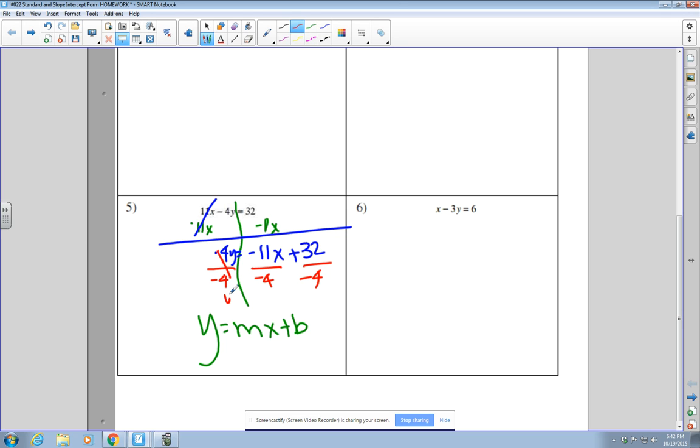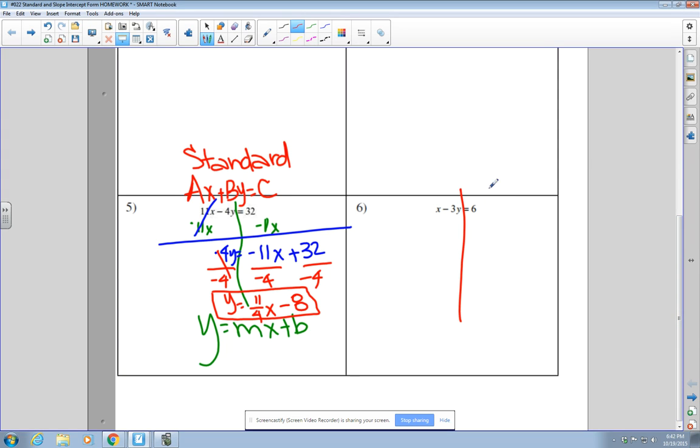This cancels, and we're left with y is equal to negative divided by negative is a positive 11 over 4 x. And then a positive divided by negative is a negative 8. Well, where did 8 come from? 32 divided by 4 is 8. And so this is my final answer because it is in slope-intercept form. Keep in mind, we started off with ax plus by equals c, and this is called our standard form. Okay. Last example will be number 6.